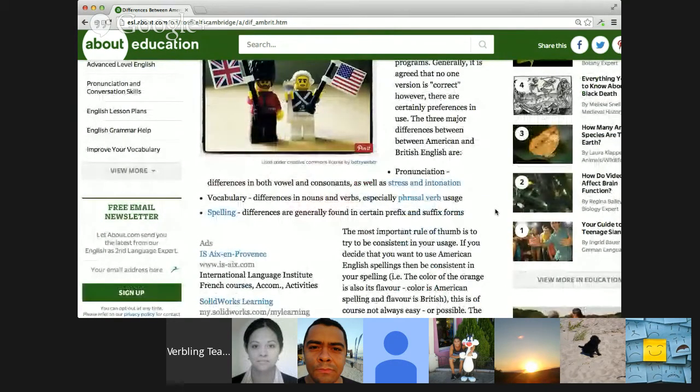pronunciation. Difference in both vowels and consonants, as well as stress and intonation. Vocabulary. Differences in nouns and verbs, especially phrasal verbs usage. Spelling. Differences are generally found in certain prefix and suffix form.